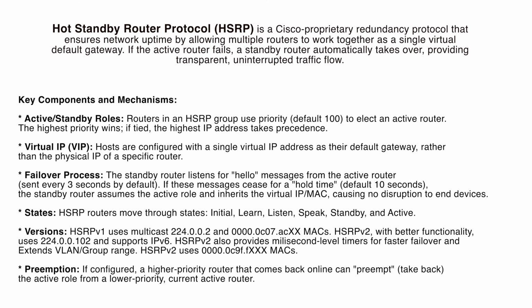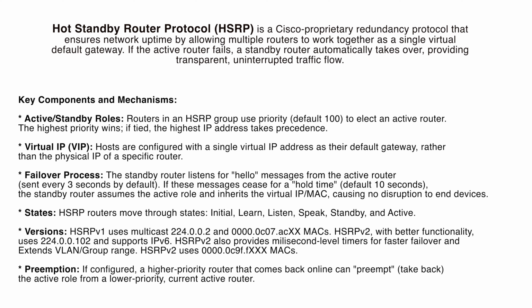Failover process. The standby router listens for hello messages from the active router, sent every 3 seconds by default. If these messages cease for a hold time, default 10 seconds, the standby router assumes the active role and inherits the virtual IP and MAC, causing no disruption on end devices. States. HSRP routers move through states: initial, learn, listen, speak, standby, and active.